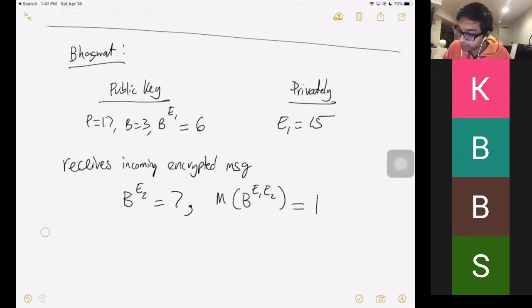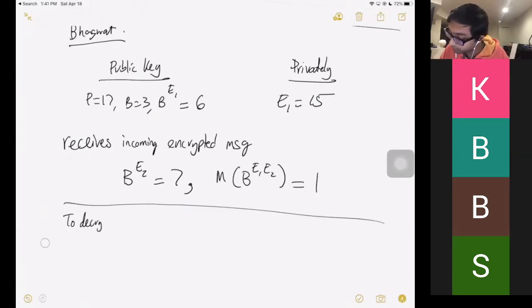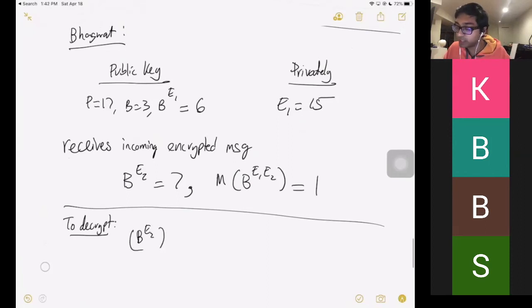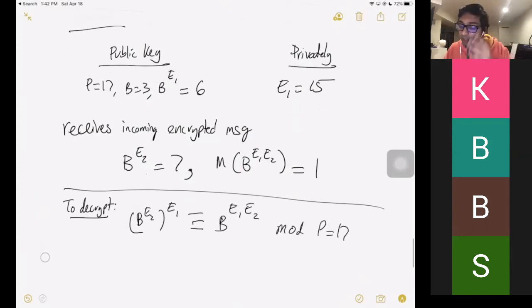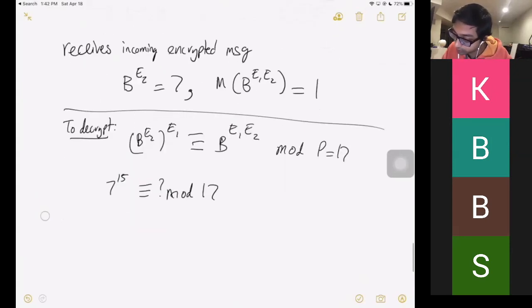Perfect. So to decrypt, what Bhagwat can do is take b to the e2 to the e1, which is equal to b to the e1, e2 mod p. Cool. So basically, Bhagwat needs to figure out what 7 to the 15 is congruent to mod 17, right? So how can we figure this out? Well, notice that 15 is equal to 1 plus 2 plus 4 plus 8. So really, 7 to the 15 is equal to 7 to the 1, 7 to the 2, 7 to the 4th, 7 to the 8th, right? So let's figure out what each of these things are by fast modular exponentiation.